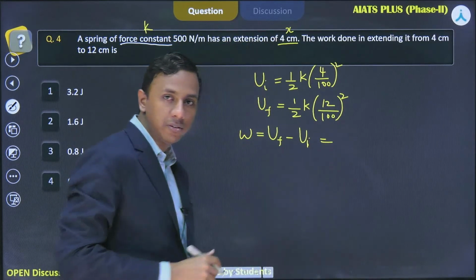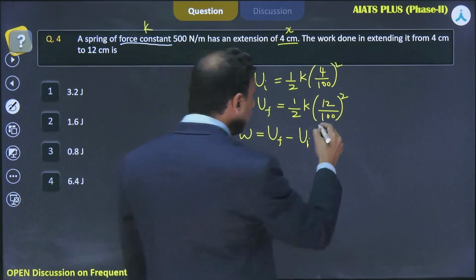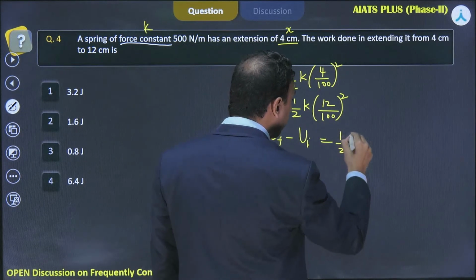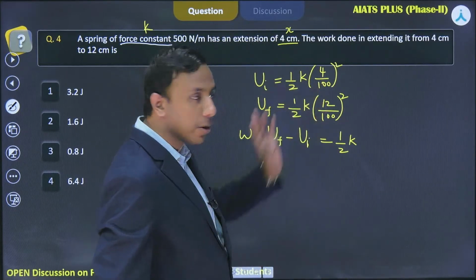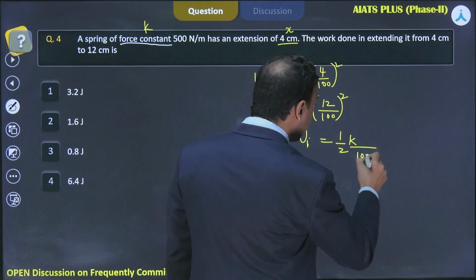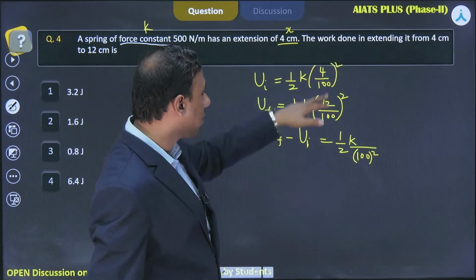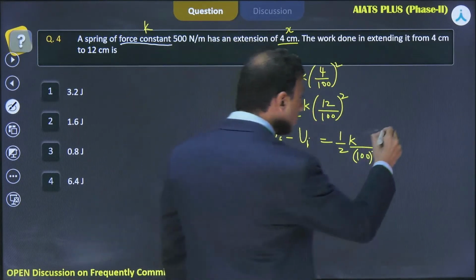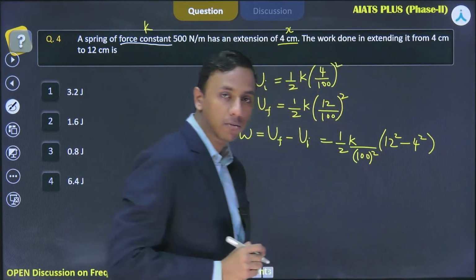U final minus U initial. Now that's it. Simple calculations now. You just have to subtract them, right? Half k, you can take it as common, right? And this 100 square is in the denominator. That also you can take it as common, okay? 100 square. So what remains? UF minus UI, 12 square minus 4 square, okay? So 12 square minus 4 square.